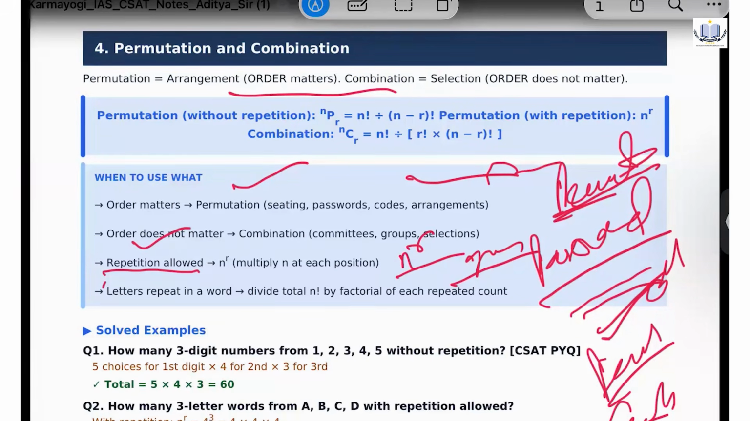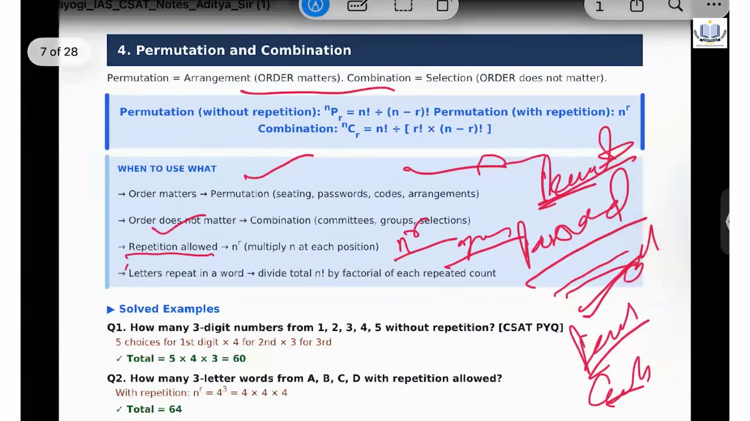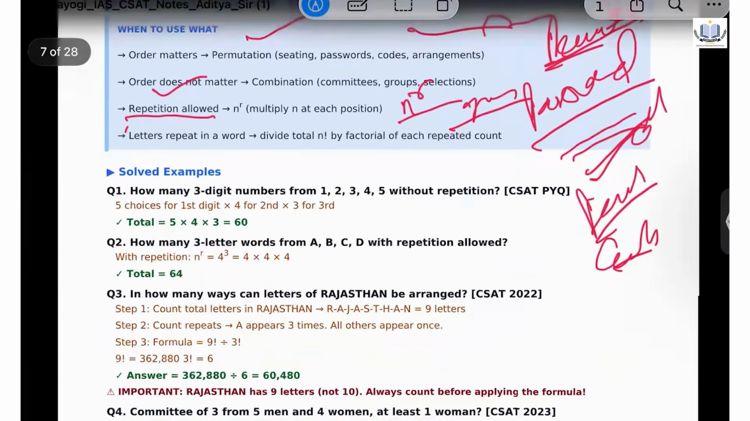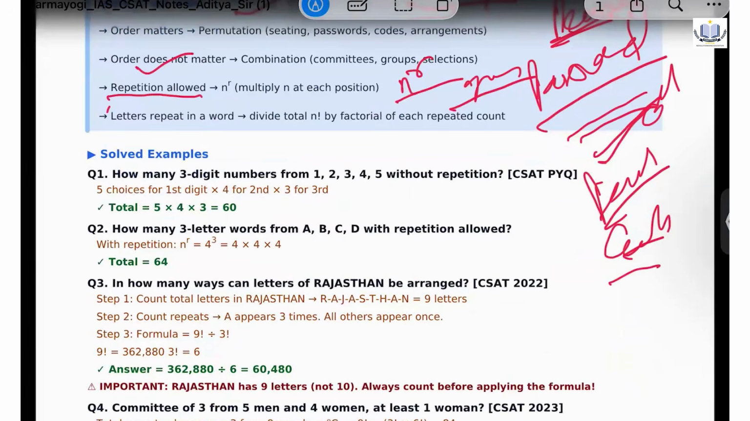Okay. Let's see with the question. Since it is difficult, I don't want to go very deep, but if a simple question is coming, you should be able to solve it. At this stage, this is what best we can do. How many 3-digit numbers from 1, 2, 3, 4, 5 without repetition can be made? Okay?